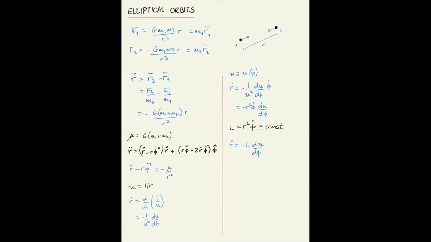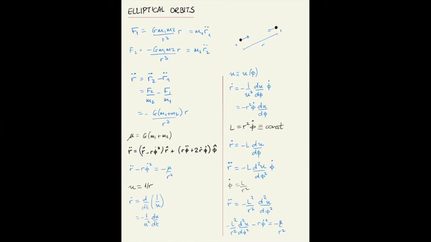To find the acceleration, then you simply take another derivative. To get rid of the phi dot, you use again the angular momentum being constant. Write that phi dot is equal to L over r squared, and substitute that into the r double dot. So we can now replace this r double dot into the radial equation of motion, this one.